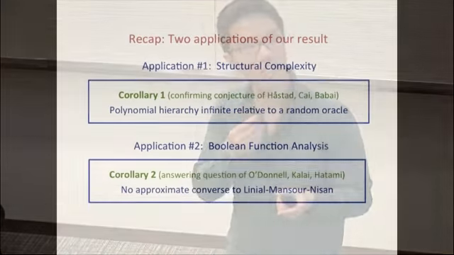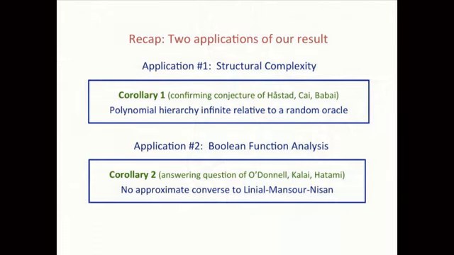Okay, so two applications, in two fairly different areas. One is in structural complexity, which shows that PH is infinite relative to a random oracle. And second is to answer this BKS conjecture repeated by O'Donnell, Kalai, and Hatami, which is that, unfortunately, there's no approximate converse to LMN. Okay, so let me actually talk about the actual result.